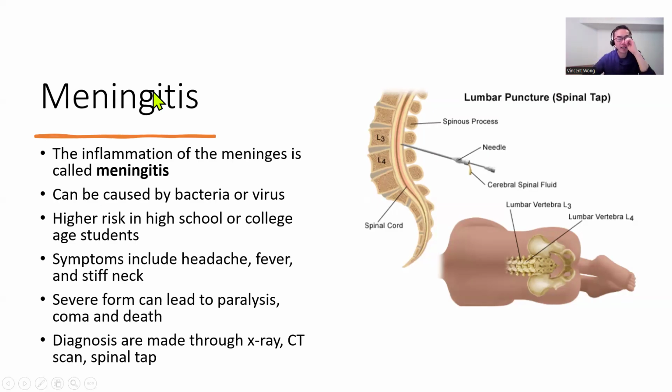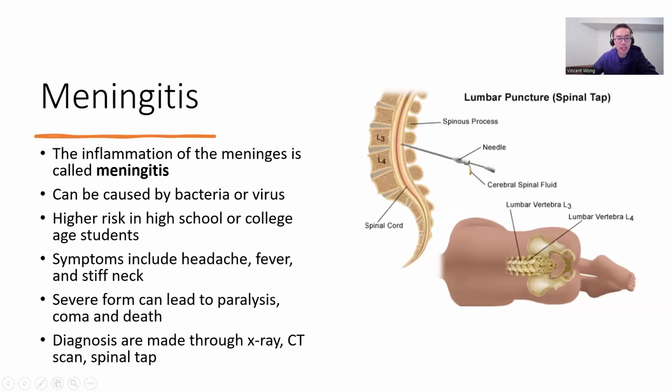You can get vaccinated for meningitis. The government, OHIP, actually pays for these vaccines, but it only covers certain strains. Okay, if you want extra protection for additional strains, then you have to pay out of pocket for it. Symptoms include headache, fever, stiff neck, and if left untreated, a very severe form of meningitis can lead to paralysis, coma, or even death. So how do you diagnose meningitis?